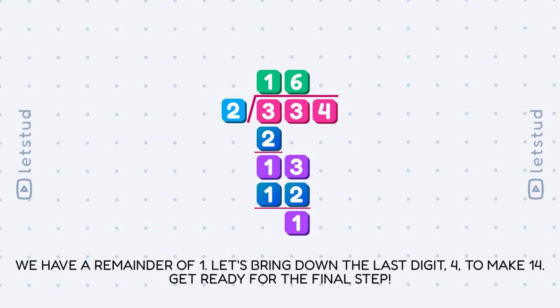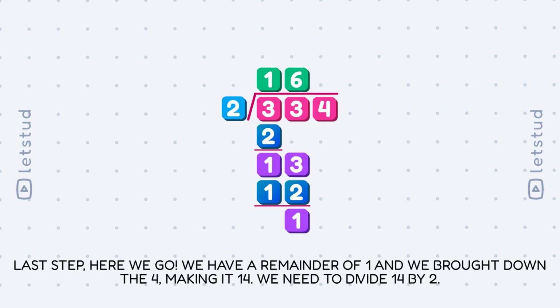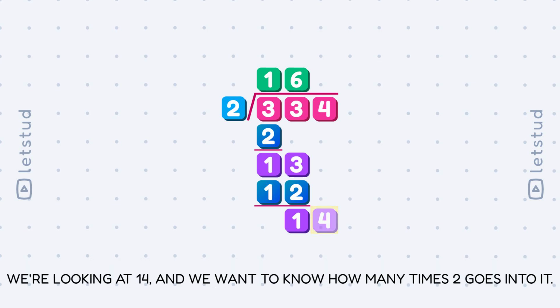Get ready for the final step. Last step, here we go. We have a remainder of 1 and we brought down the 4, making it 14. We need to divide 14 by 2. We're looking at 14, and we want to know how many times 2 goes into it.